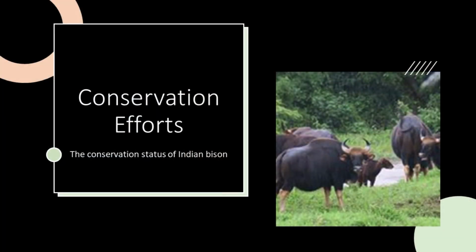Slide 11. Conservation efforts. Conservation programs are vital to protect the Indian bison, whose populations have been threatened by habitat loss and poaching. Numerous efforts are underway to safeguard their future, including habitat restoration, anti-poaching initiatives, and public awareness campaigns. Collaboration among conservation organizations, governments, and local communities is key to ensuring their survival.